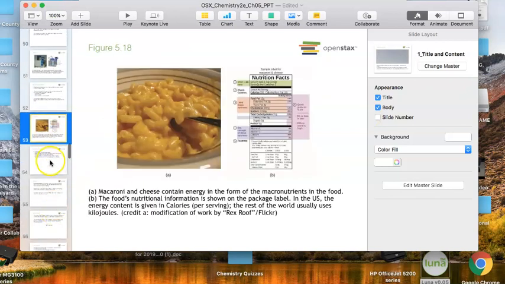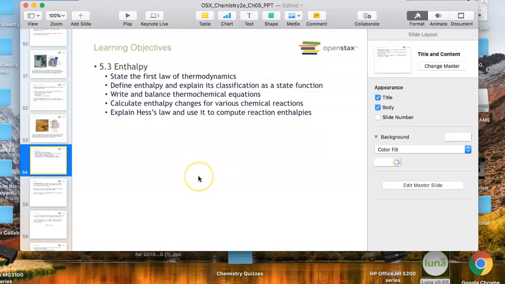All right, so going back to our slides here, now we're going to talk about enthalpy. So enthalpy is a way we can basically easily measure heat, okay? And so there's different things we're going to talk about. The first law of thermodynamics. Then we're going to define enthalpy and explain its classification as a state function. And then we're going to write and balance thermochemical equations. And then calculate enthalpy changes for various chemical reactions. And then use Hess's law to compute reaction enthalpies.